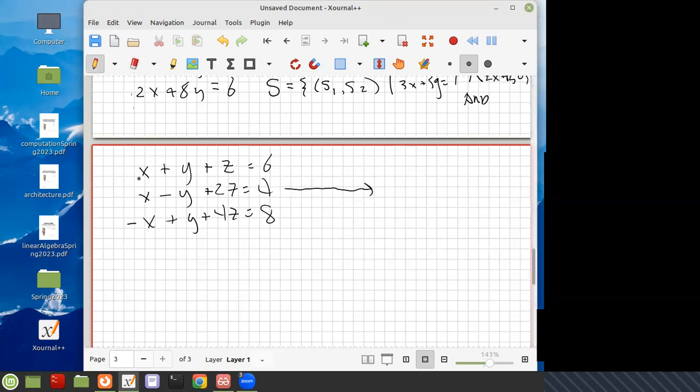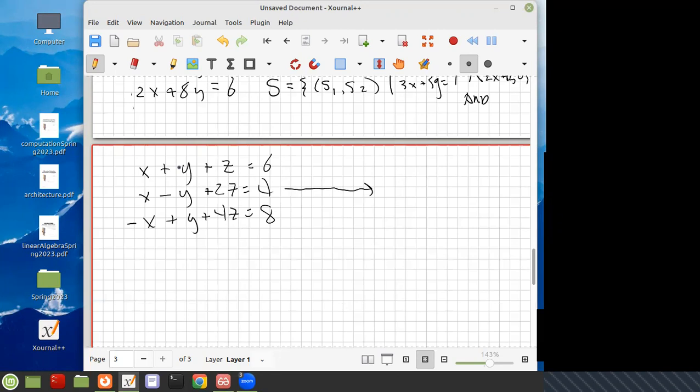Now, the multiplication: if I multiply by a non-zero number, I can't multiply by 0. That would just kill the equation, right? That would remove it from the system. But I can multiply by any non-zero number, and that's not going to change the solution. But the crucial one is the row combination operation, which allows you to take any row, in your mind, multiply it by a number and add it to another row.